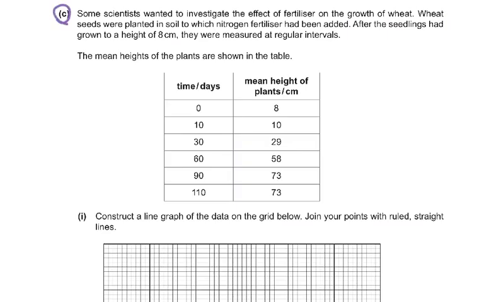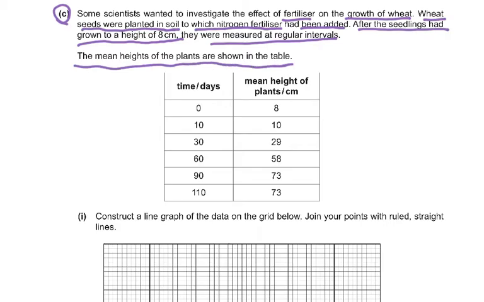Coming to the C part of the question, some scientists wanted to investigate the effect of fertilizer on the growth of wheat. Wheat seeds were planted in soil to which nitrogen fertilizer had been added. After the seedlings had grown to a height of 8 centimeters, they were measured at regular intervals. The mean heights of these plants are shown in the table.